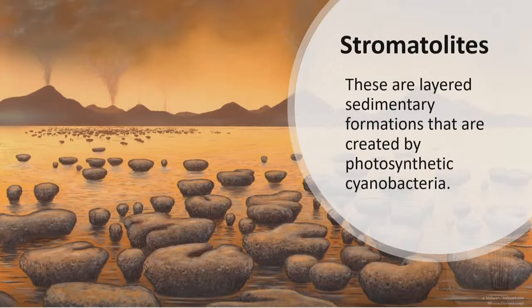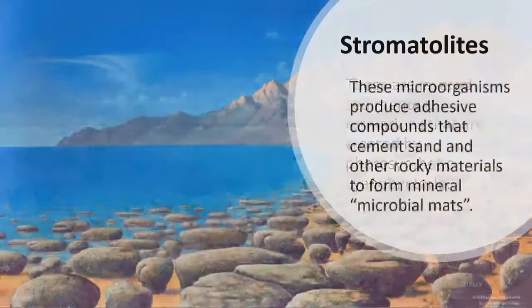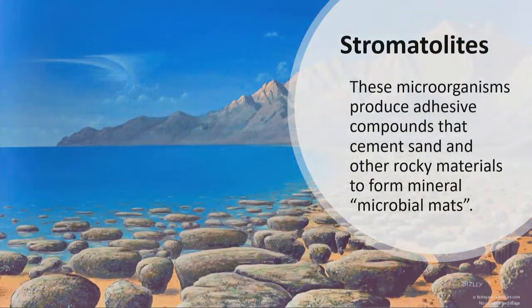There were cyanobacteria, algae, that were conducting photosynthesis. And so that's really why I want to start way back here when we talk about the story of plants. And you'll see how they kind of evolve into plants here in a little bit. So these microorganisms produce adhesive compounds that cement sand and other rocky material to form these microbial mats. And some of these ended up becoming fossilized over time.